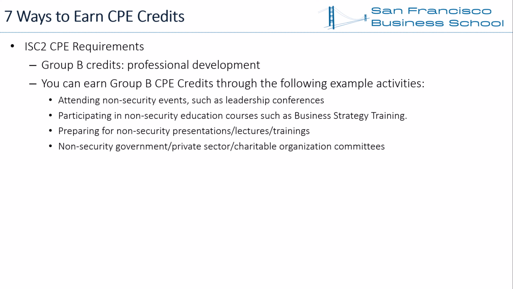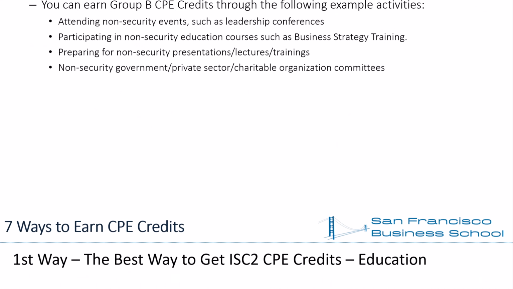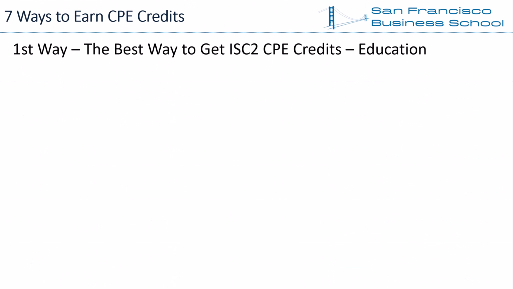Now, let's go through each CPE credit earning way one by one. First way, the best way to get ISC2 CPE credits, education. As we've highlighted in the previous section, earning CPE credits through the education category is the most popular way for professionals. While there are several benefits of earning CPE credits through CPE courses, here are the top 5 reasons.